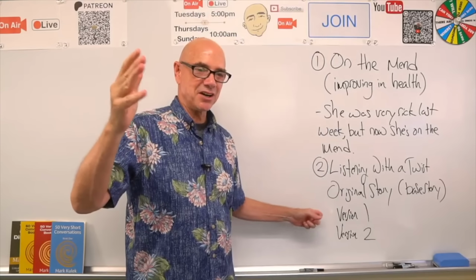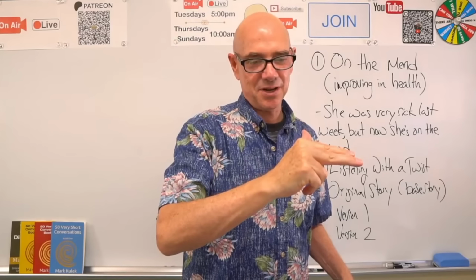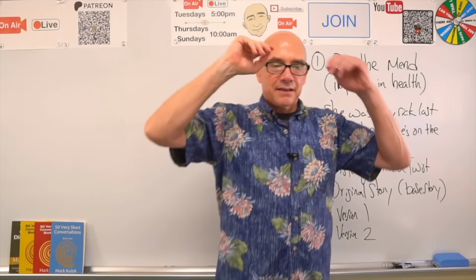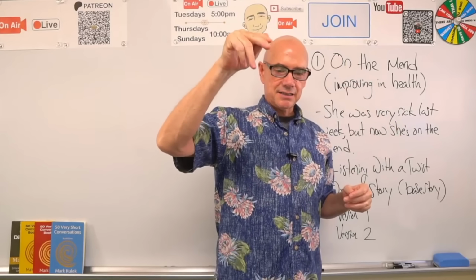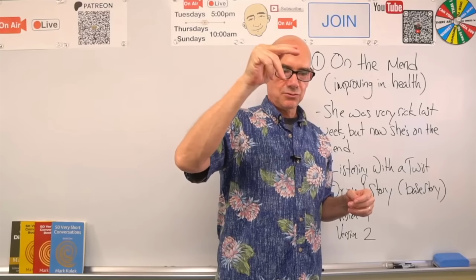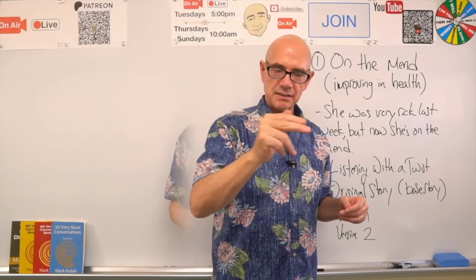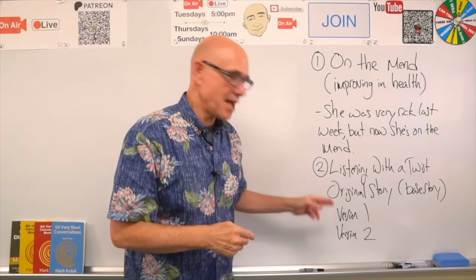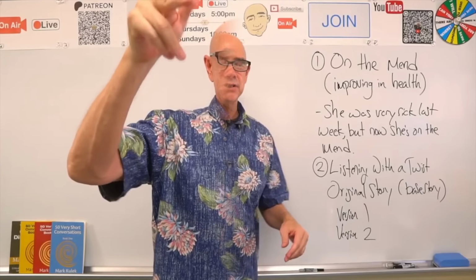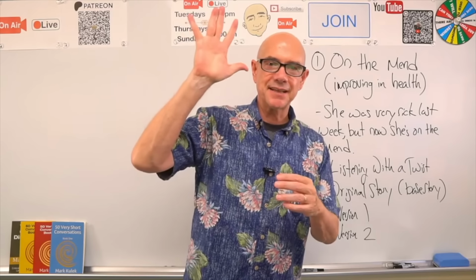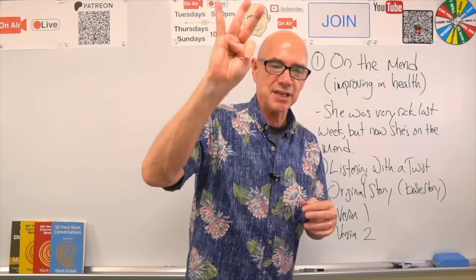Now here we go. Version 1, what are the changes? And I'll tell you how many there are. Let's see, 1, 2, 3, 4, 5, 6. Version 1, I'll read it 3 times. Can you hear what changed? Okay, here we go. Countdown. 5, 4, 3, 2, 1.